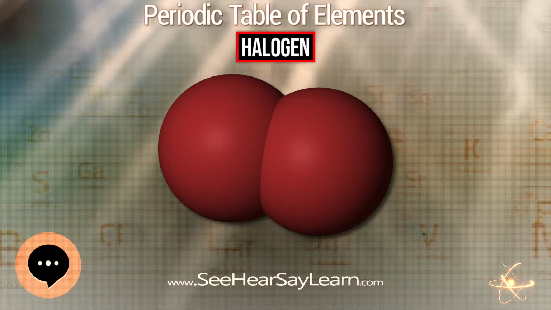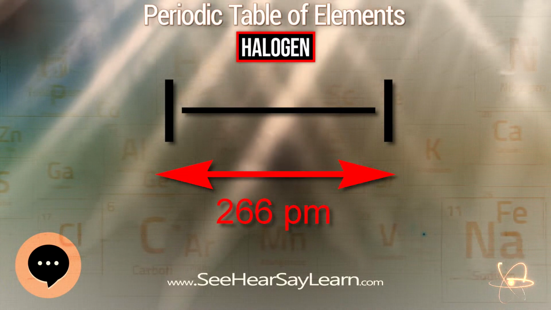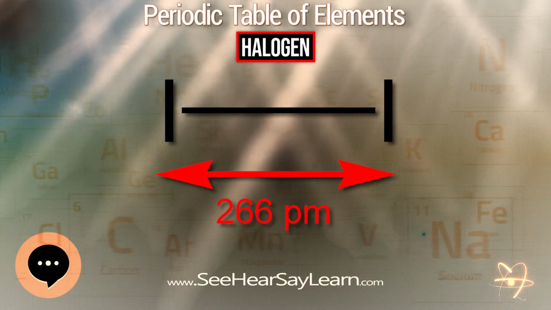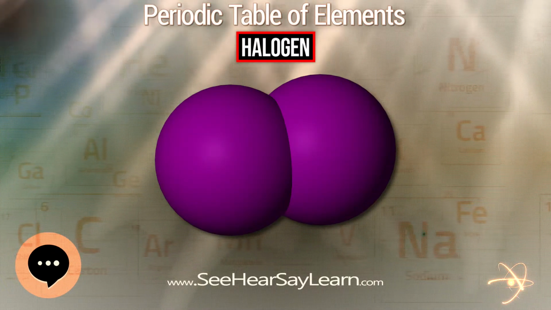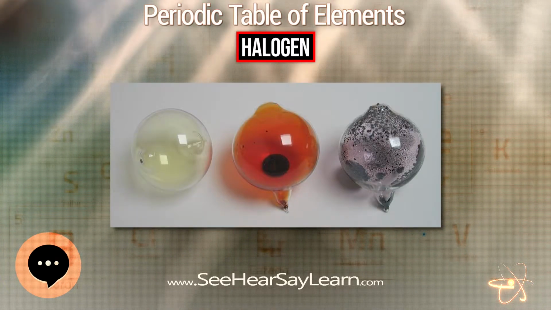Hydrogen bromide is even more toxic and irritating than hydrogen chloride. Breathing in gas with more than 30 parts per million of hydrogen bromide can be lethal to humans. Hydrogen iodide, like other hydrogen halides, is toxic.